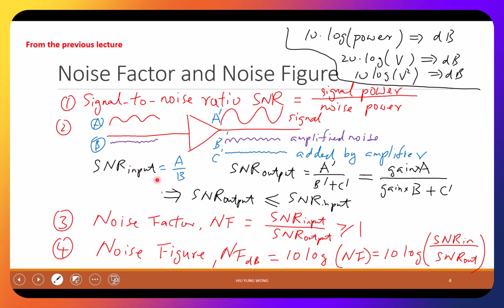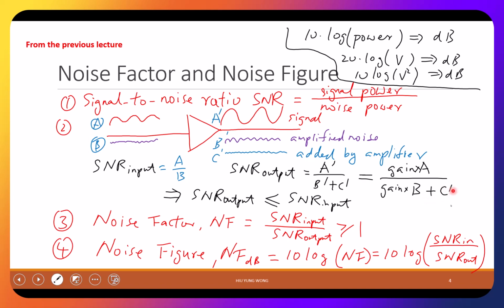So in the input, I have a certain signal to noise ratio, right? This can come from another circuit, like the transmitter. Like you talk to the mic, but when the mic amplifies your sound, it also amplifies the noise. At the same time, it increases the noise by this amount, C dash. So now the signal to noise ratio is A dash divided by B dash plus C dash. And A dash, of course, is the gain times the input A, right? And of course, this B dash is just the gain times B.